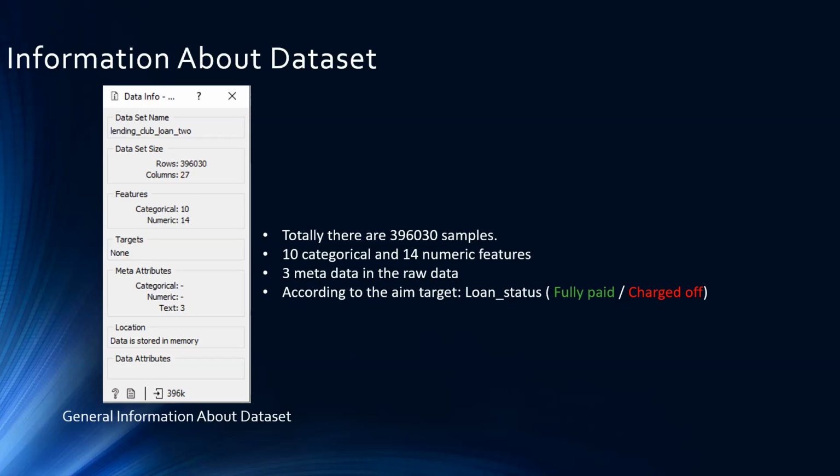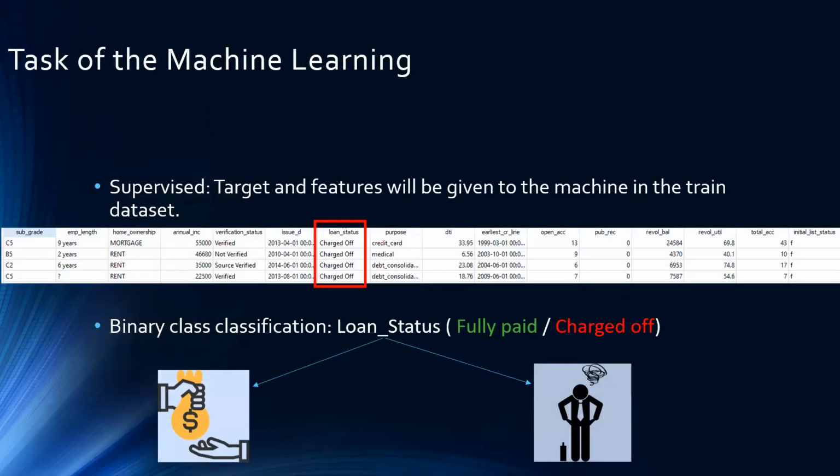Thank you, sir. As I mentioned, in the raw data there are 396K samples. In the machine learning task, we will work on a supervised model because we will provide target and features to the training part of the model. Also, I would like to highlight the target in the dataset. Okay, that's what I am looking for.